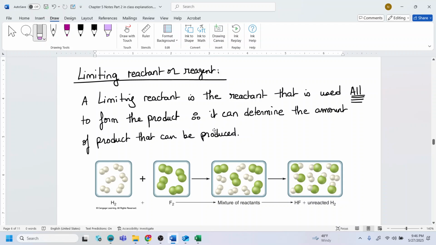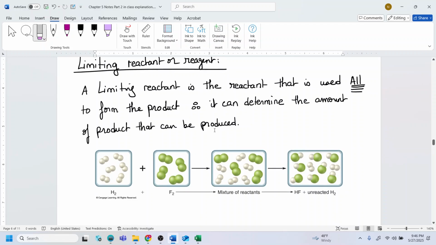A limiting reactant is a reactant that is used all in order to form the product. So by knowing how much I started with, I can easily relate it to the product that is formed because I used all of this reactant in order to form the product. It's called a limiting reactant or a limiting reagent because it is one of the reactants.